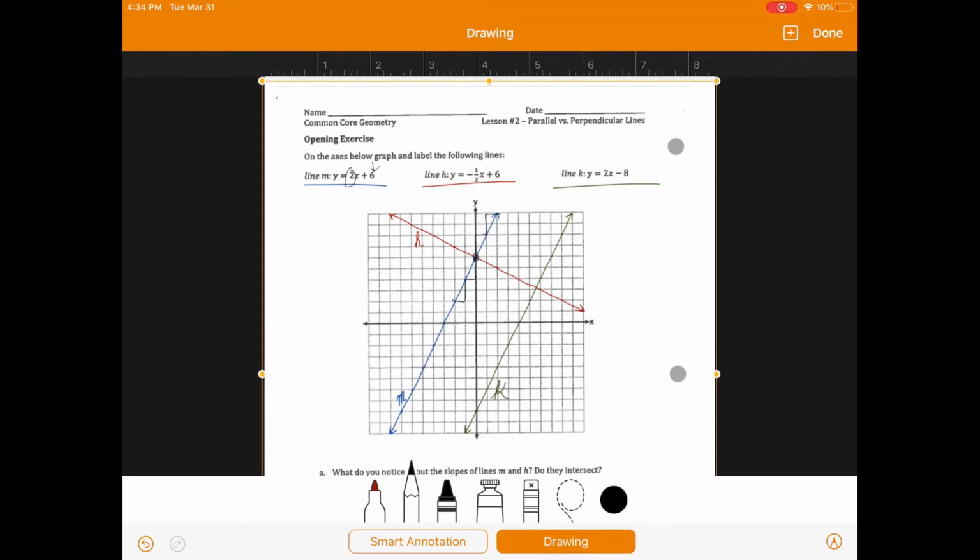If you have any trouble with those, then you should put the equations in y equals on your calculator. And then when you go to the table, you'll see the points and you could plot from there.